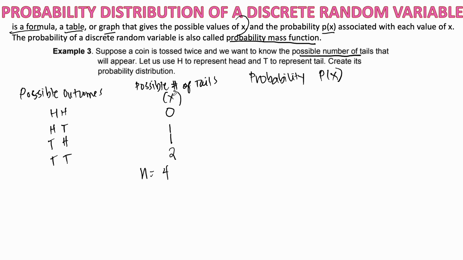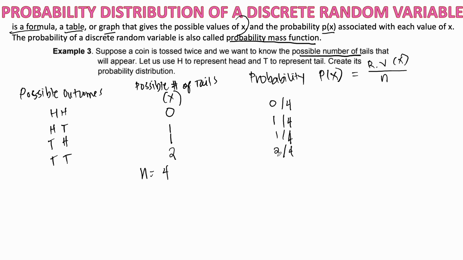Ang gagawin mo, yung random variable x mo, i-divide mo siya sa n. Okay? So, ang formula nito, yung random variable, or your x, i-divide mo lang siya sa total number or your n. Okay? Let's say, for example, sa unang outcome, di ba 0 ang possible number of tails? So, this is now 0 over 4. Okay? Dito naman, head-tail, 1. So, this is 1 over 4. At dito din ay 1 over 4. At ito rin ay 2, ito naman ay 2 over 4.